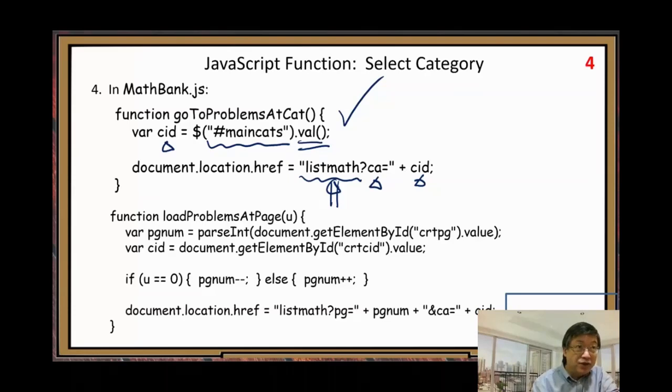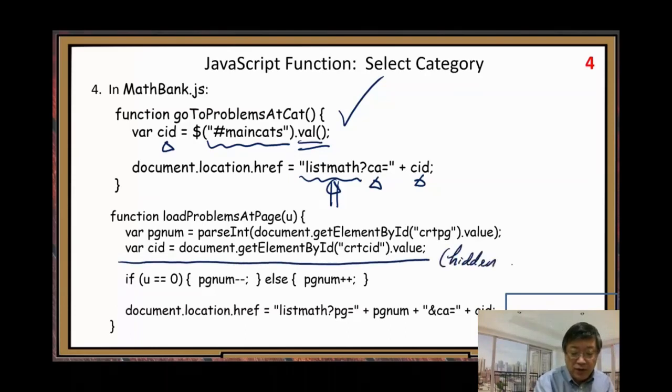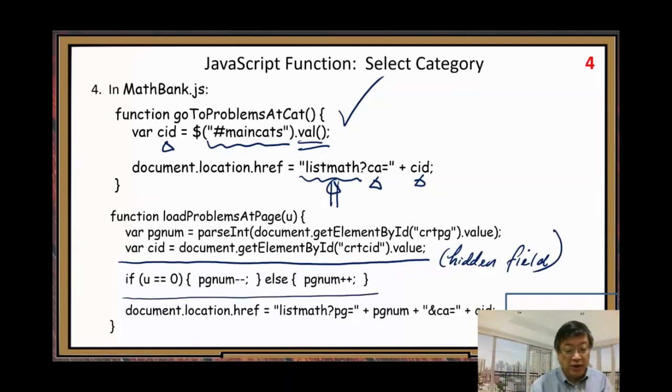How to carry that CID? First, we retrieve the CID value from the hidden field. So here you understand why we need to use the hidden field, right? Here is the place we use the hidden field. After that, you still do the usual page navigation.